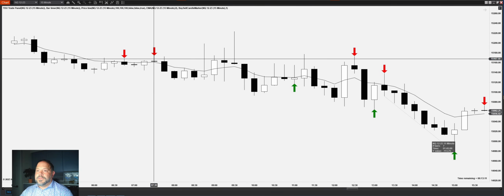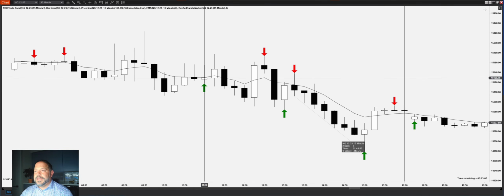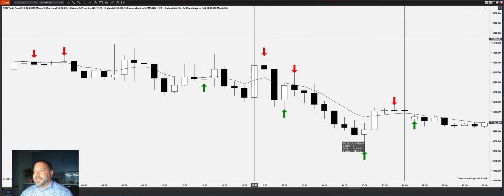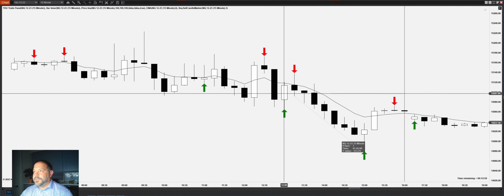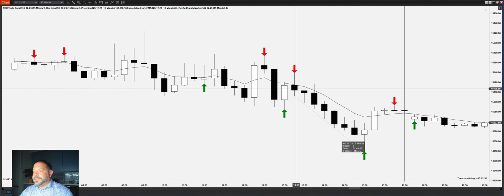All right, first one, 7:30. That's before our open. Not even looking at that. This one closes underneath the ADMA. Not looking at that. This one closes above the ADMA. Not looking at that. This one doesn't activate. Not looking at that. What do we get here?